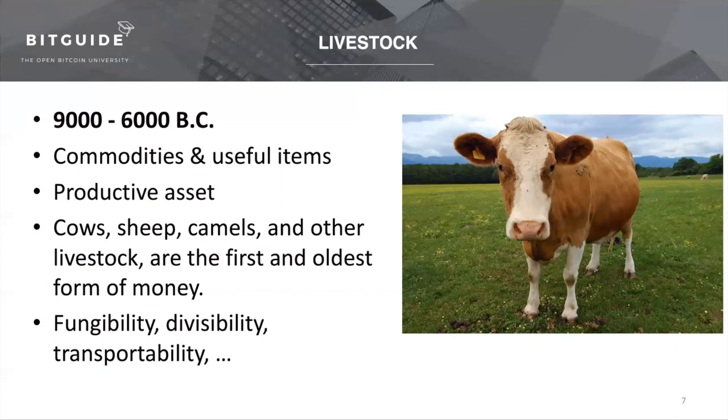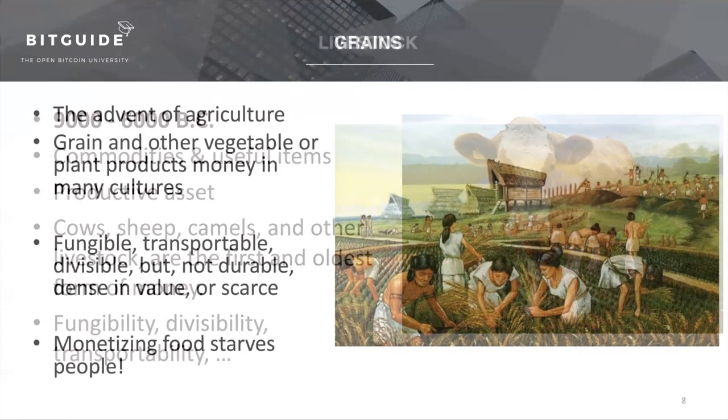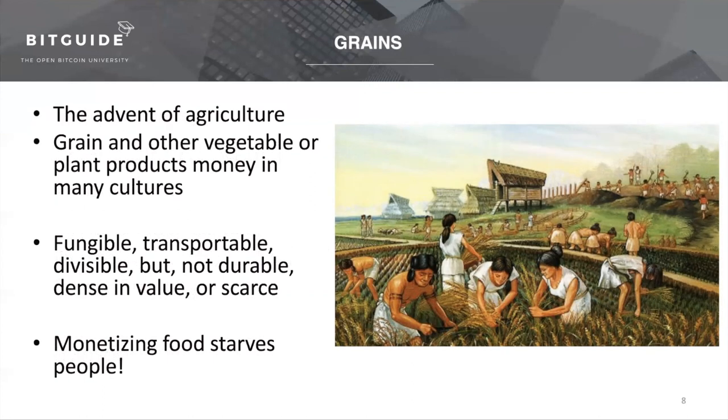Transportation was also a big problem. If you wanted to travel for trade, you have to take your money with you. And if your money is livestock, your ability to move and transport for trade is as fast as you can move with your livestock. So this wasn't an ideal form of money, but it was the best people could do at the time. With the advent of agriculture, people gradually moved towards using grains as money.